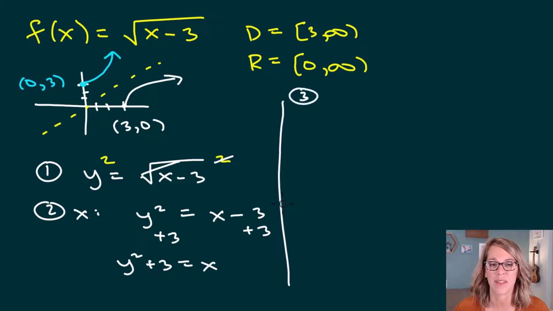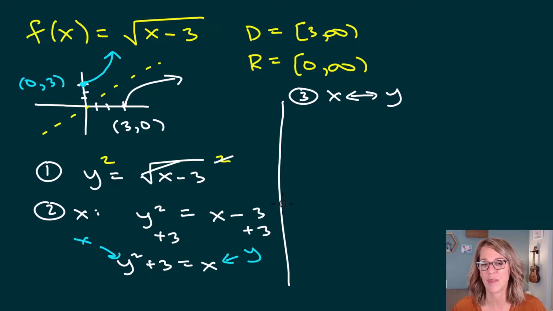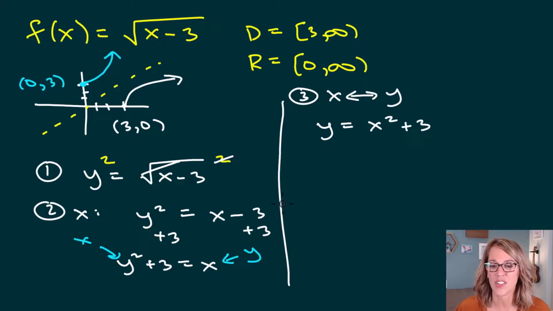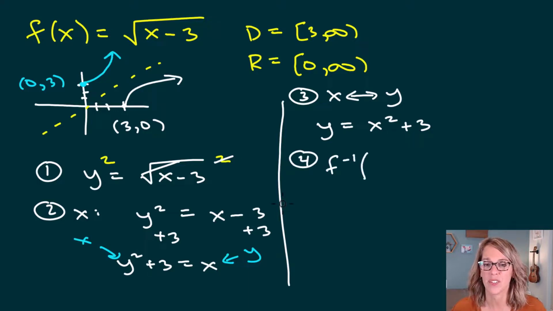Step number 3. So with my xy swap, I need an x here and a y here. I'm going to write the y first. So y is equal to x squared plus 3. And for my inverse function, so this is step number 4, instead of y, I'm going to write f inverse. F inverse of x is equal to x squared plus 3.